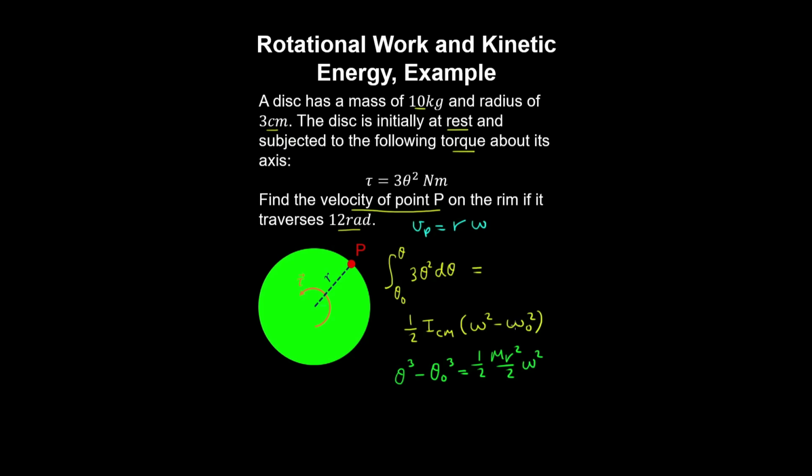where the disk is initially at rest, so omega naught is 0. And if we take our reference angle of theta naught is equal to 0, then this is 0, and we obtain the following expression for the angular velocity. So you can substitute the given values to find the angular velocity, then multiply it by r to get the velocity at point P.